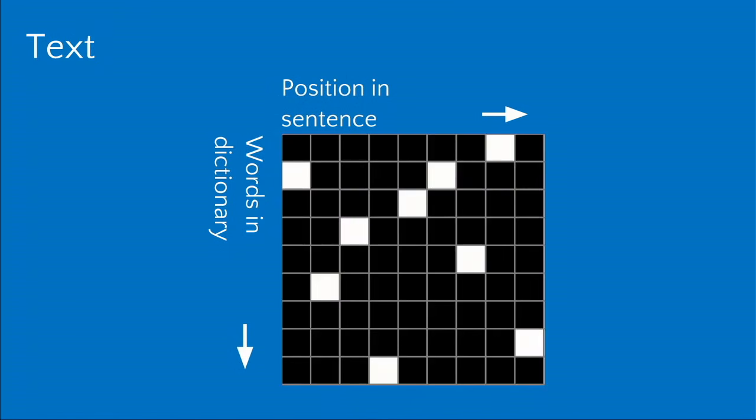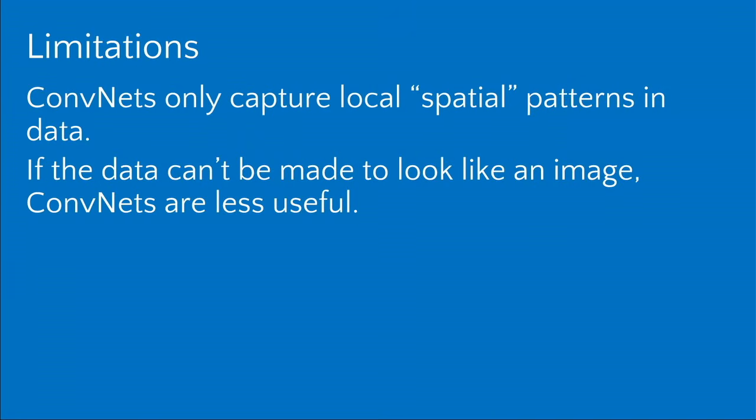You can also do this with text with a little bit of work. You can make each of your rows a different word in the dictionary, and then you can make your columns the position in the sentence, or a location that it occurs in time. Now, there are some limitations here. Convolutional neural networks only capture local spatial patterns. So if your data can't be made to look like an image, or if it doesn't make sense to, then they're less useful.